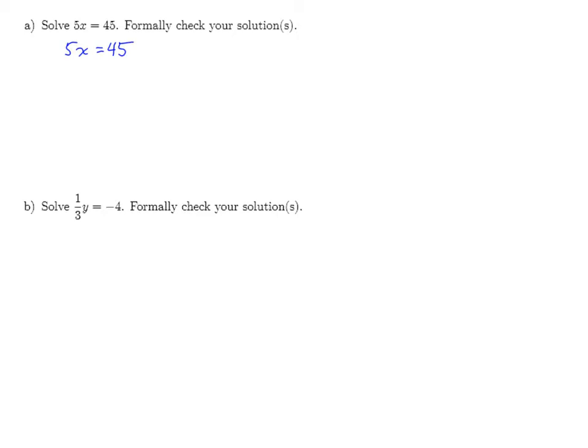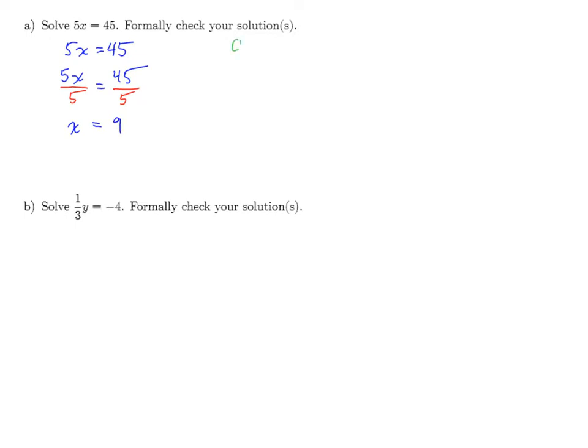by 5. So as our next step, we'll write 5x over 5, and then that will be equal to 45 over 5. On the left-hand side, this simplifies to x, and on the right-hand side, we get 9. So 9 is our proposed solution.